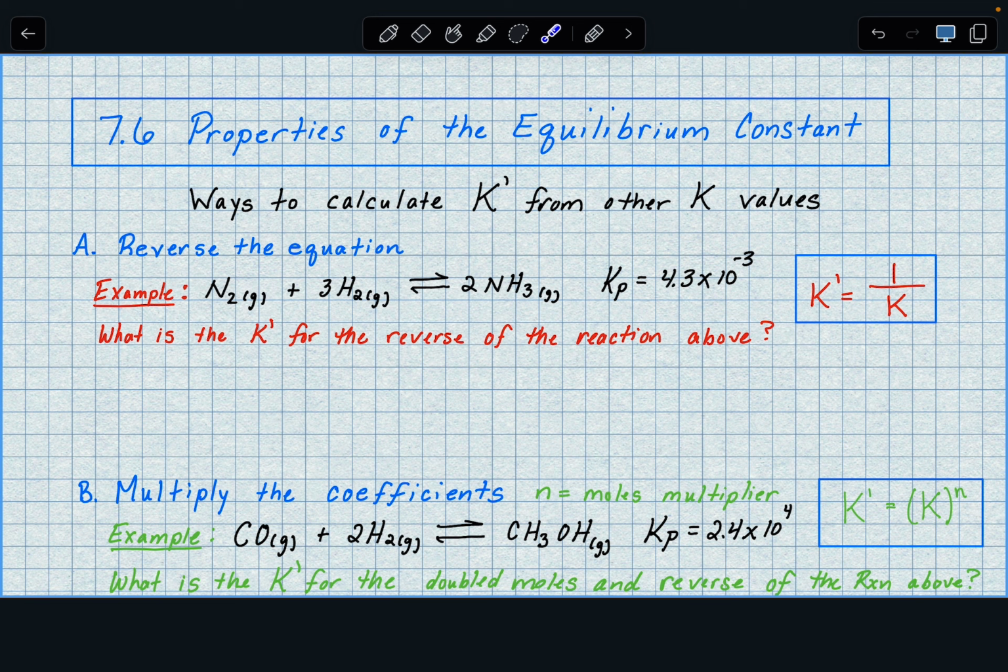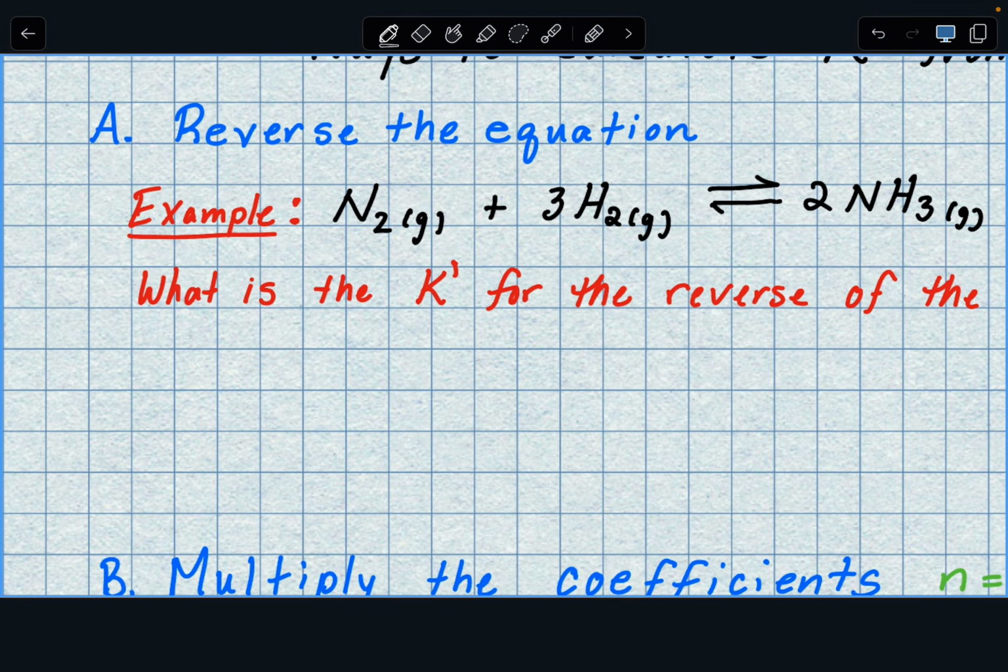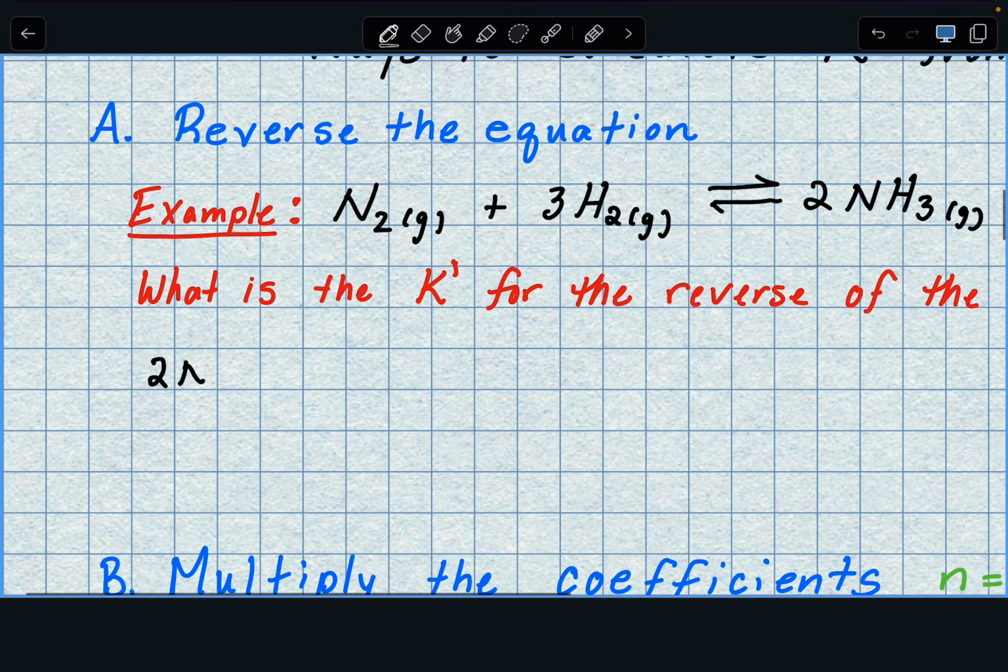This is part of Unit 7 in AP Chemistry on equilibrium, but it also could apply to your college level course on equilibrium in general chemistry. All right, so let's get started with our reversing the equation example. Off to the side, I have what's going to happen numerically to our new K prime, but I'd like to prove why that occurs.